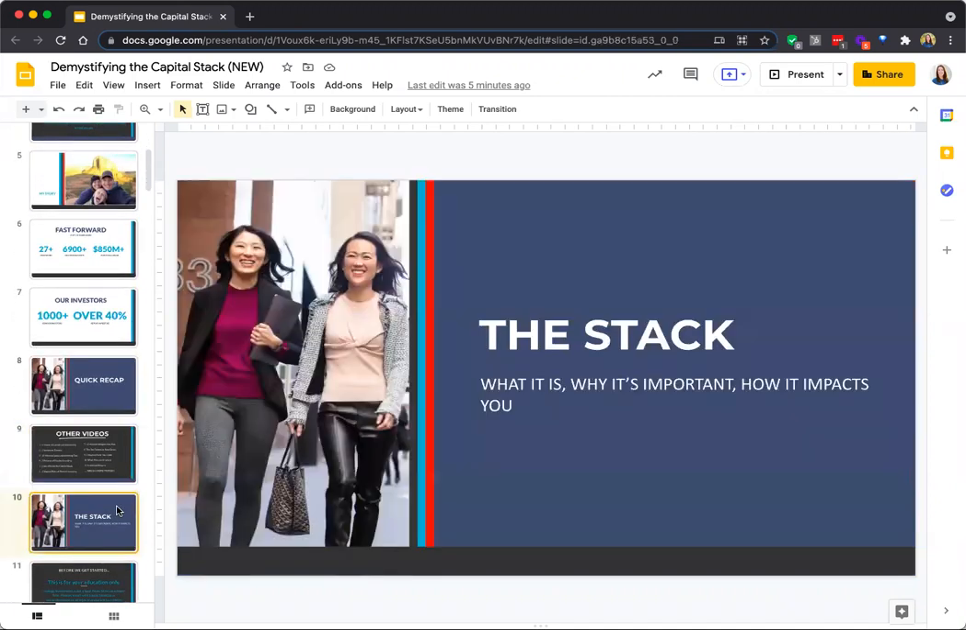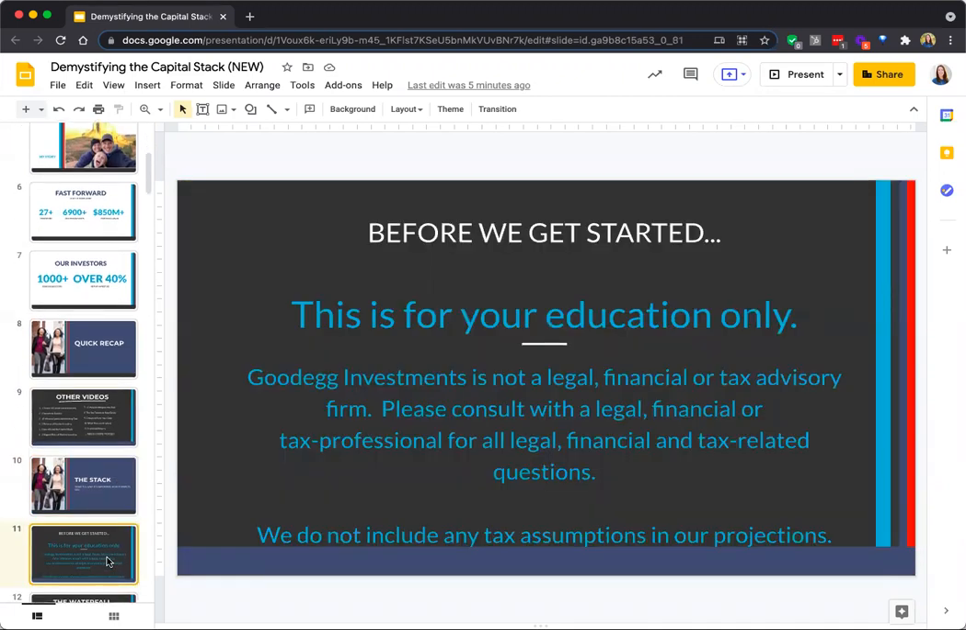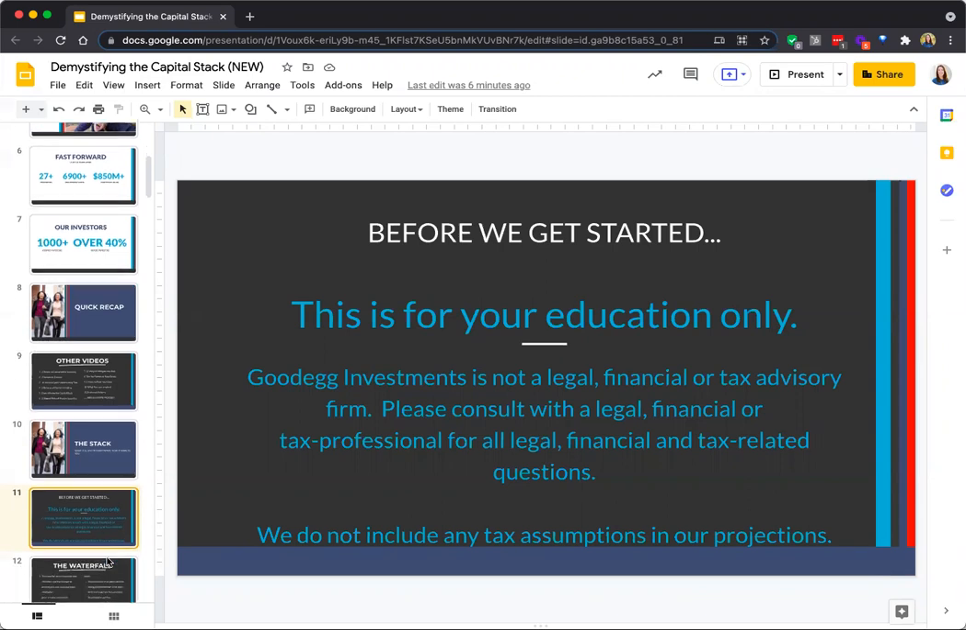All right, so let's talk about the stack today: what it is, why it's important, and how it impacts you and your returns. Before we launch into our content, remember this is for educational purposes only. We are not a legal, financial, or tax advisory firm. So if we do get into any Q&A around that, make sure you're consulting with your legal, financial, or tax professionals and getting those questions answered and how they apply to your specific situation.